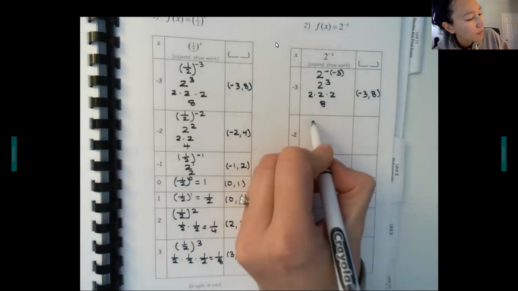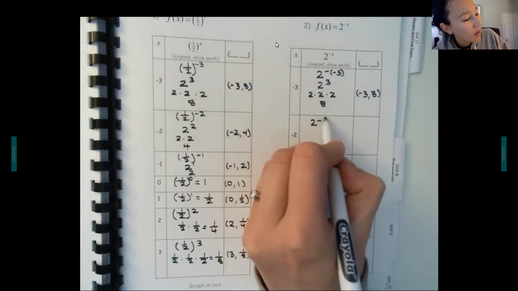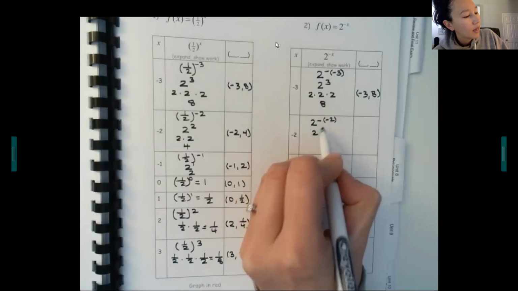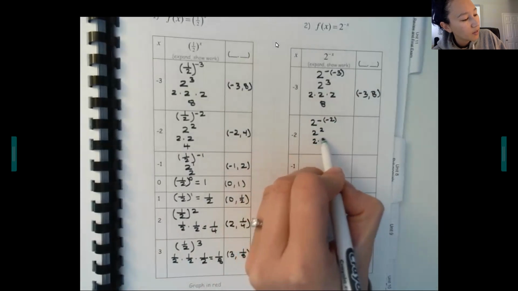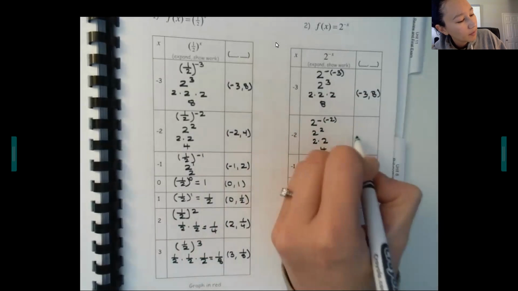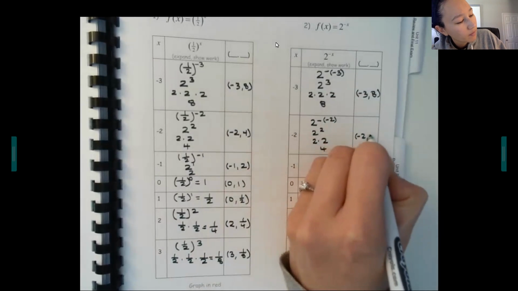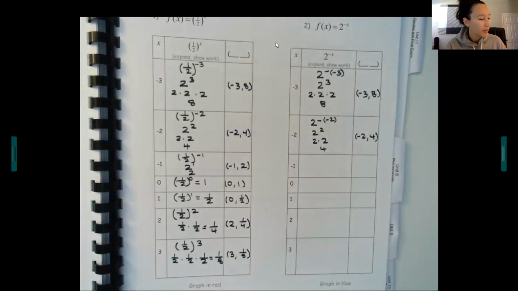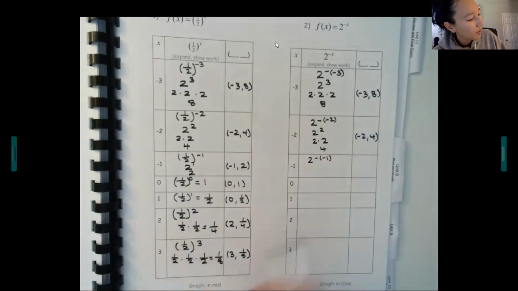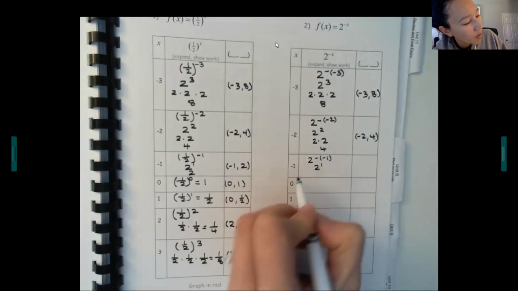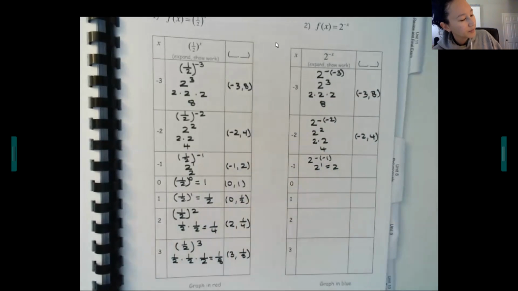And then we have 2 to the -2 power. Negative times negative becomes positive. So 2 to the +2 power, 2 times 2 is 4. So it's -2, 4. 2 to the -1 power is just 2 to the +1 power, which is 2.